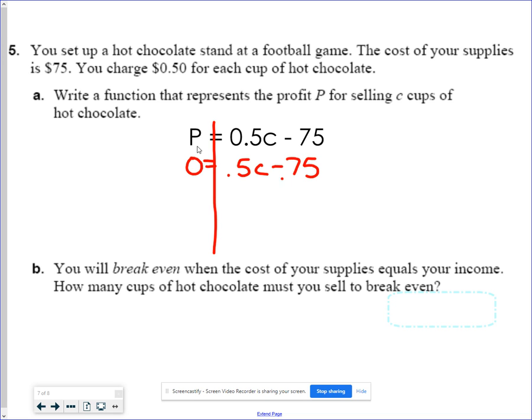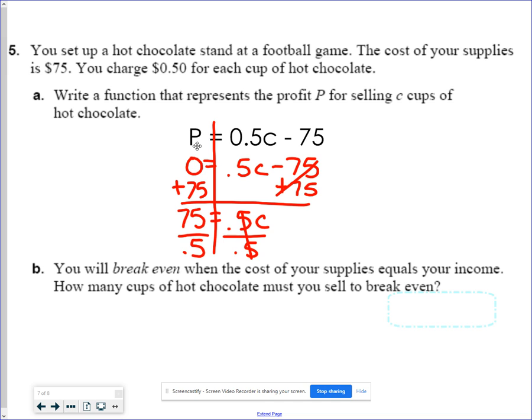So solving this, I would add 75 to both sides. And I've got 75 equals 0.5c. So a lot of people want to do half of 75, and that's not going to give you the correct answer. You could certainly use a calculator on this, but if you divide by something that's less than 1, you're going to get a bigger number. So I'm asking how many halves are in 75, and that's going to be 150. If you can sell 150 cups of hot chocolate, you break even. Everything after that is profit.